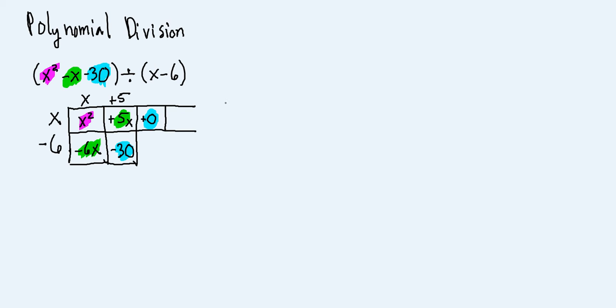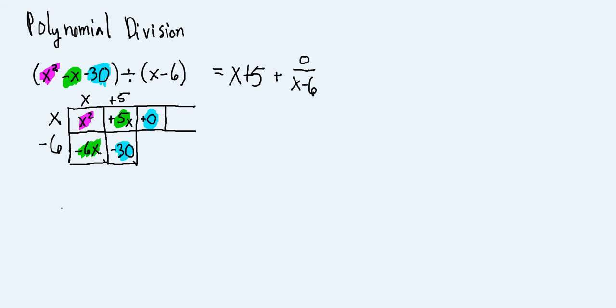So Brianna, let's rewrite this. This is equal to x plus 5, it's just this top part, with a remainder of 0 over x minus 6. That's it. That's really it. We just divided it using our box division. Let's do one more, and then we'll stop the video.